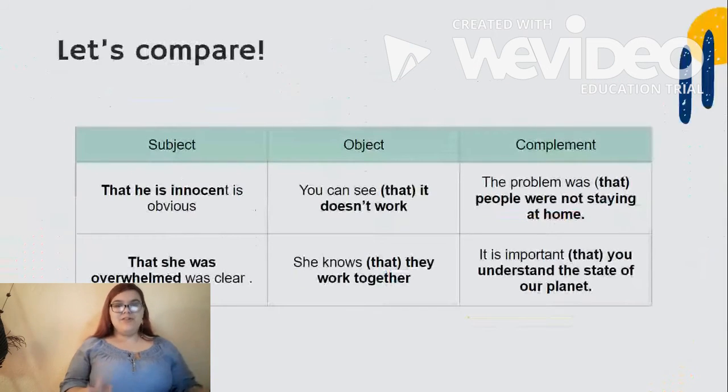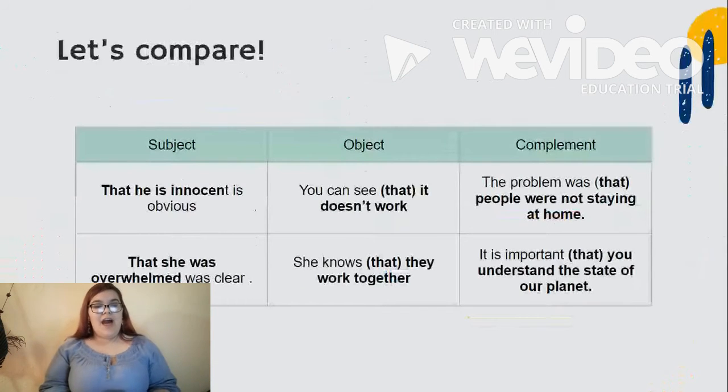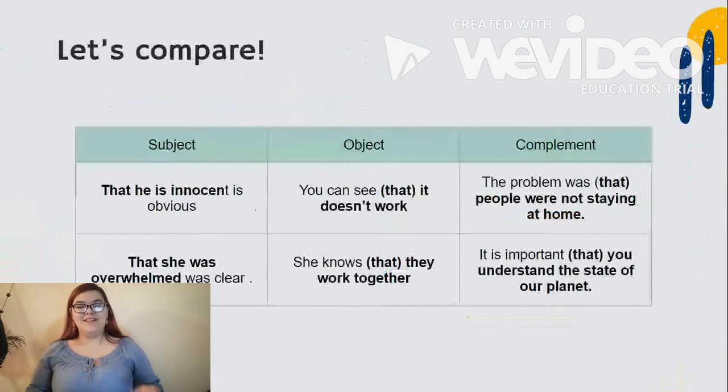So now we have a little table. Right here we have separated subject, object, and complement. Let's review the sentences, and we can see clearly what the function of the noun clauses is. Okay, so we have a little table right here, and we have the subject, object, and complement separated with two examples each one.